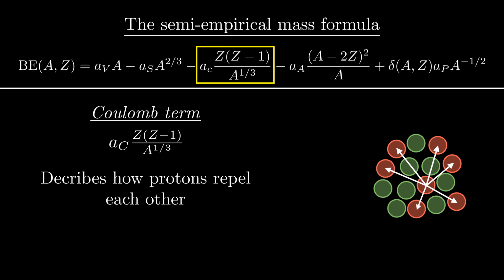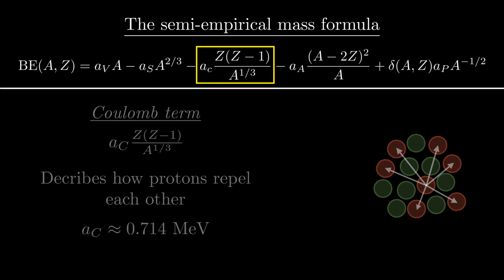If we model the nucleus as a sphere of uniform charge, we find that its potential energy is inversely proportional to its radius, so we divide by A to the 1/3, since we take the volume to be proportional to A. As we saw earlier in the video, electrostatic repulsion decreases with distance, so it makes sense that this term would decrease if we packed more nucleons into the nucleus and spaced out the protons. The magnitude of A sub C is 0.714 MeV.